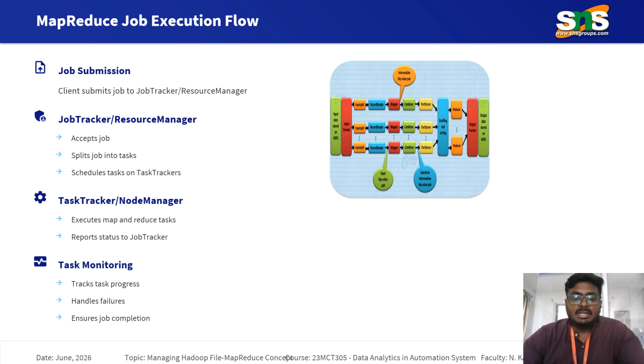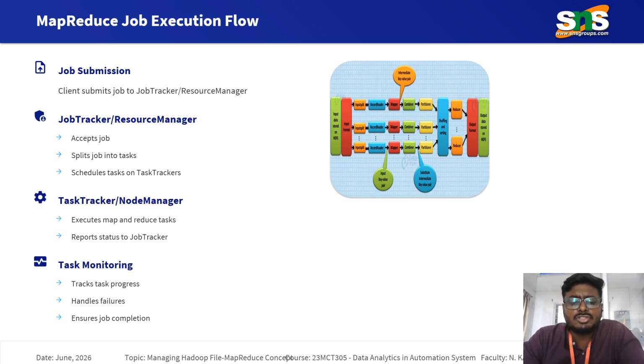Now let's see how a MapReduce job actually runs on a cluster. When you submit a job, the client sends it to the JobTracker in older Hadoop or the ResourceManager in YARN-based Hadoop. The ResourceManager accepts the job, splits it into smaller map and reduce tasks, and schedules them across TaskTrackers or NodeManagers on the worker nodes. Each TaskTracker executes its assigned task and reports progress back to the master.